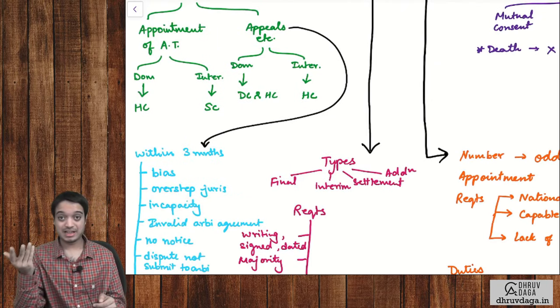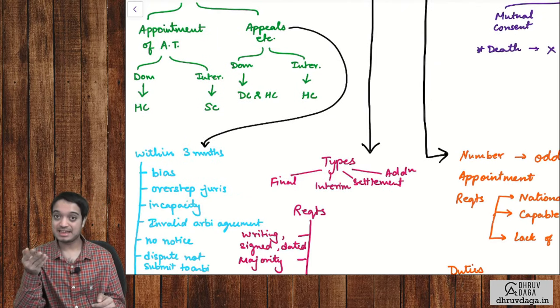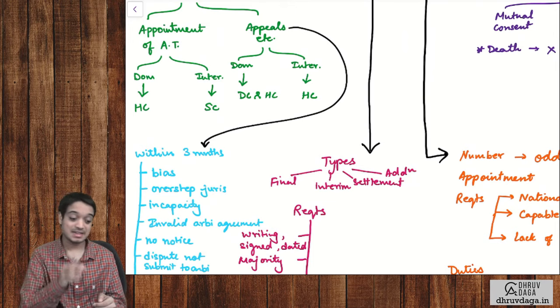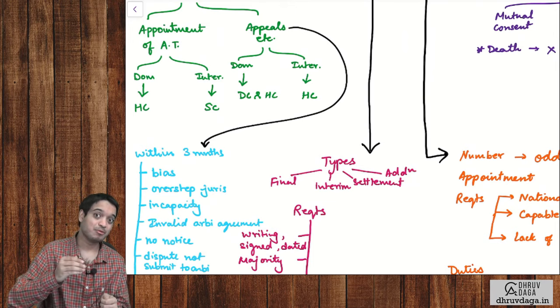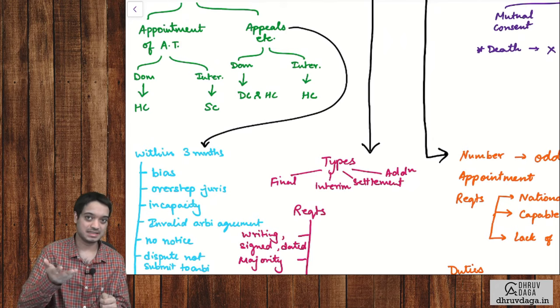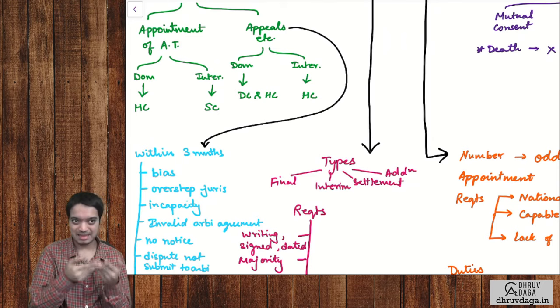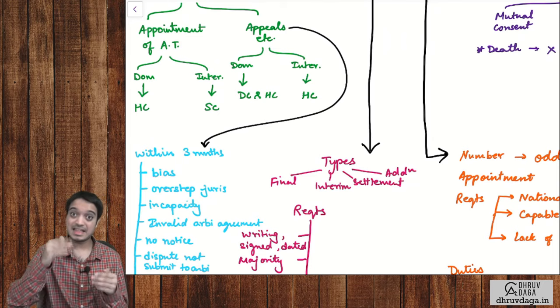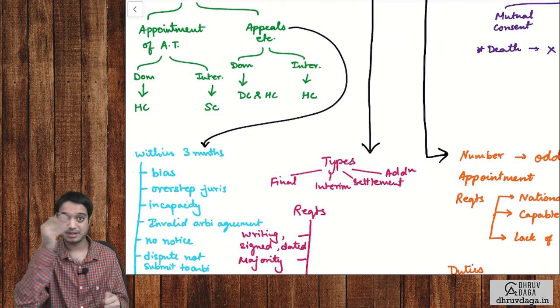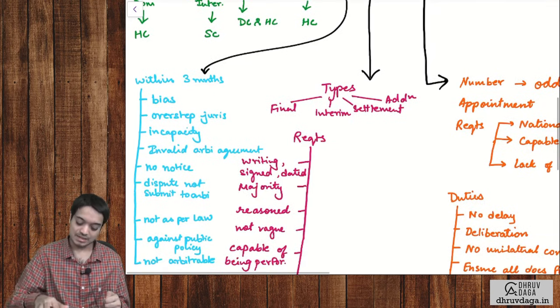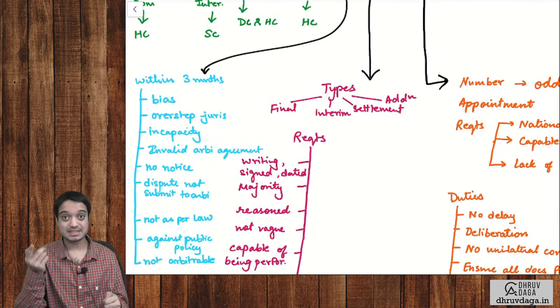Appeal, so there can be several reasons. For example, there can be bias. If an appeal is to be raised for bias, first it needs to be raised before the arbitral tribunal itself. You first tell the arbitrator that you feel there is bias, whatever judgment they give, then you can go to the district court or high court as the case may be. Now, within 3 months, if you are appealing, bias is one of the reasons.